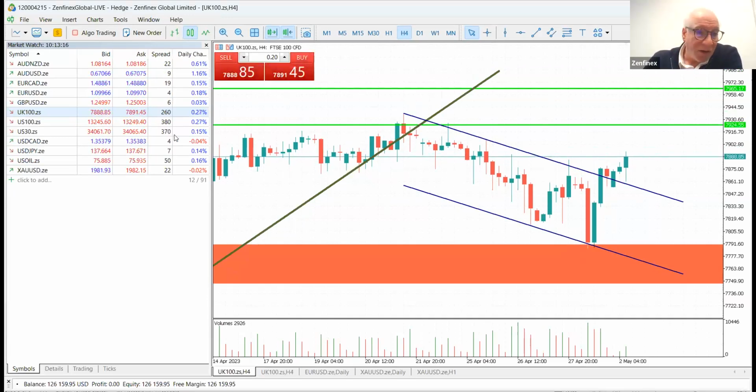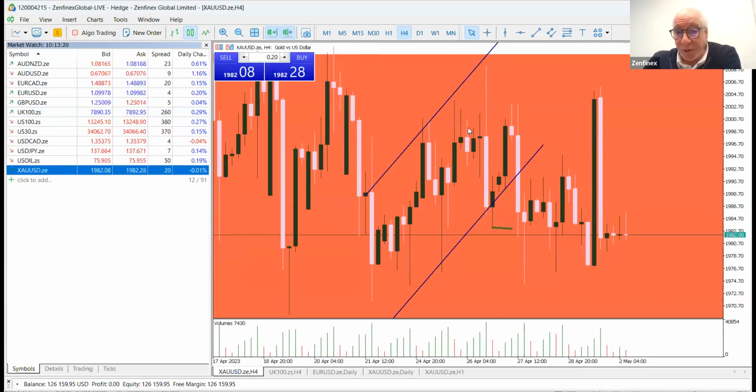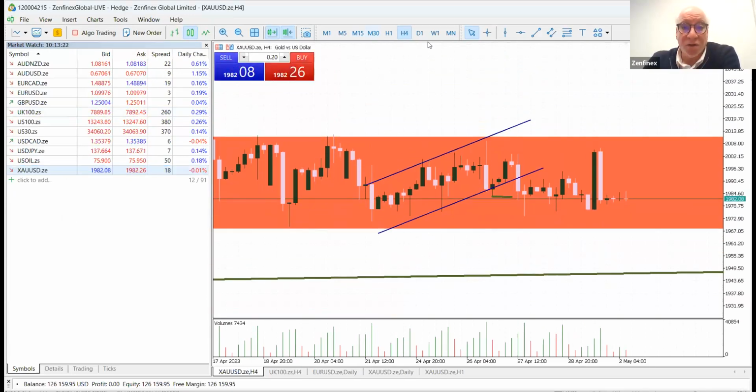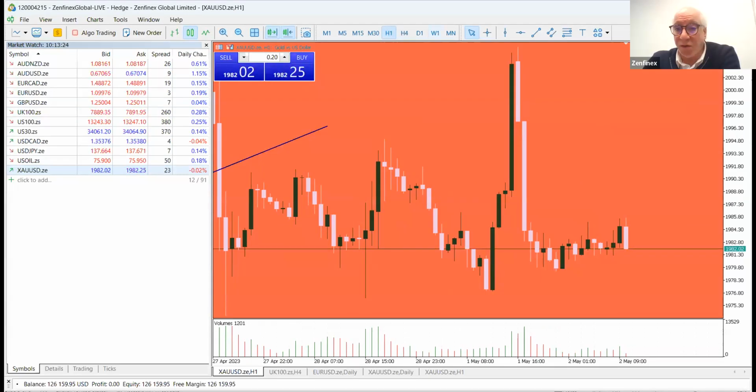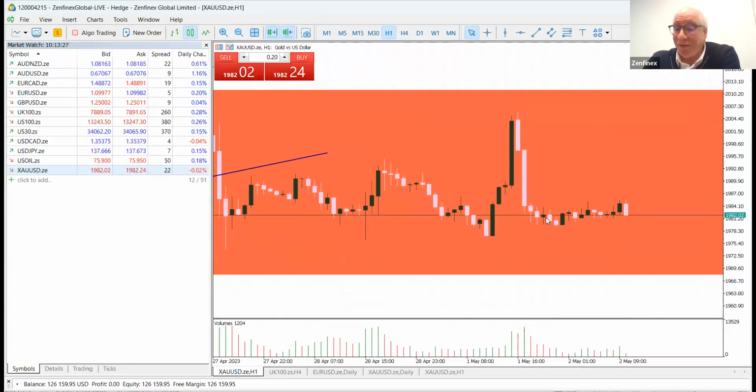Okay, just had a little bit of an alert here on gold. Sorry to jump around a bit, but it's literally happened in the last few minutes, or starting to develop. No, it's not much of a move.